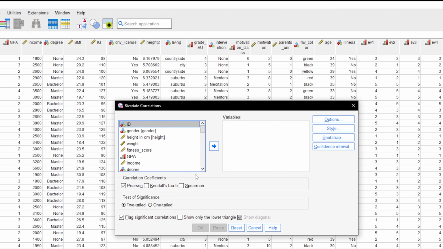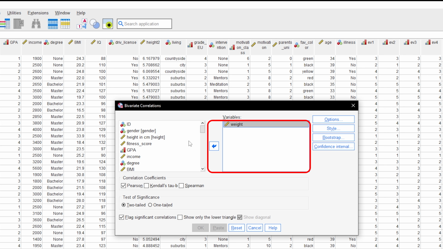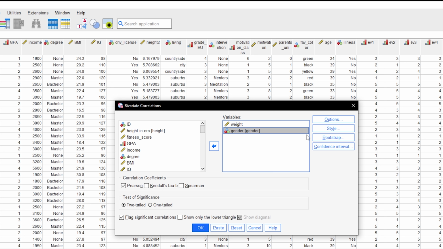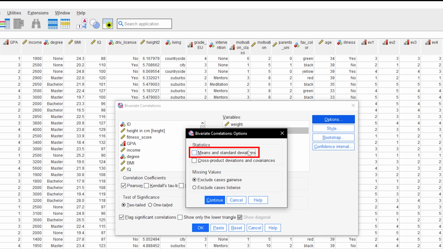I will correlate weight in kilograms, which is on a ratio scale, with gender, which has only two values in my example. If you wish, you can request means and standard deviations for the variables under the Options button. If you need the covariance, you can check cross-product deviations and covariances. In regard to missing values, you have the choice of pairwise or listwise exclusion. The latter only comes into effect if you correlate more than two variables.